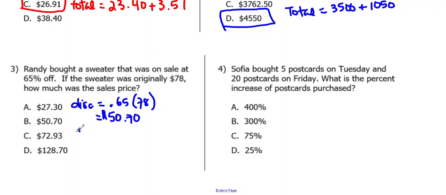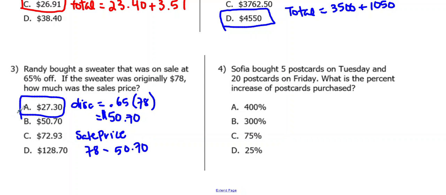Okay, and now in order to get your new sale price, or how much you're paying for the sweater, you take the original price, which was $78, and then you subtract how much you're discounting it for. All right, and then you should get $27.30.